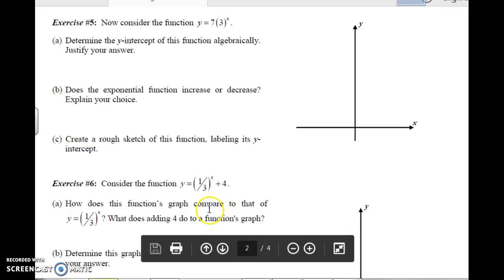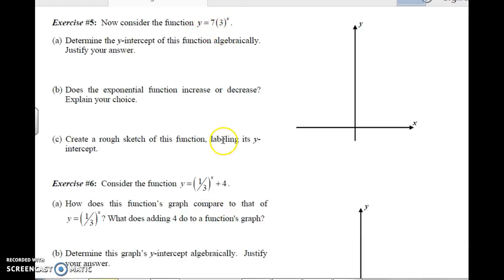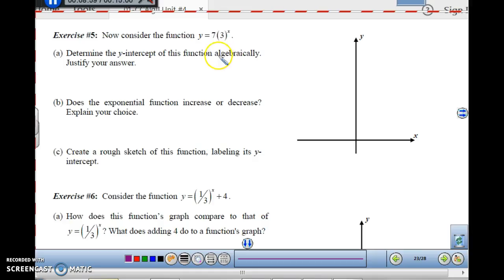All right, let's try a couple more exponential functions. Let's consider the function y equals 7 times 3 to the x. Let's determine the y-intercept of the function algebraically. Algebraically means use algebra. So when we talk about the y-intercept, what do we know about the x-coordinate and the y-coordinate? Well, we know x is going to equal 0. So if I plug in y equals 7 times 3 to the 0, 3 to the 0 is going to equal 1. It's going to equal 7. All right, so my y-intercept is going to be 7.